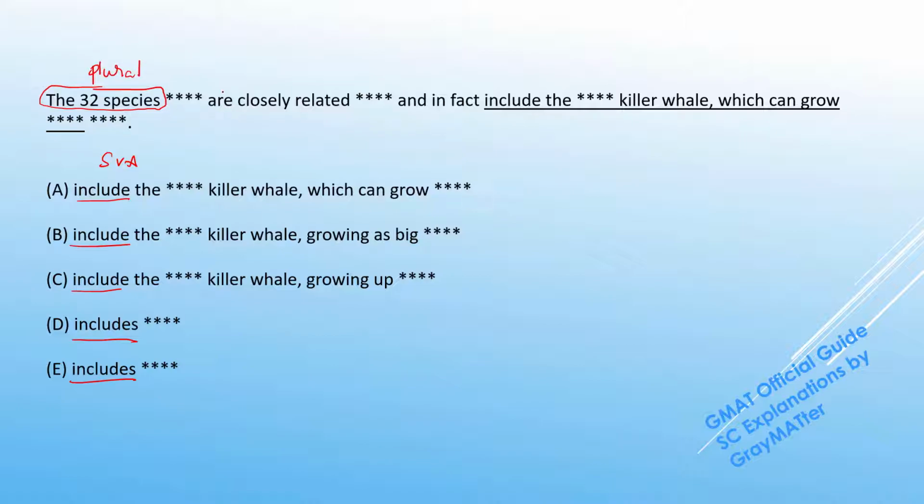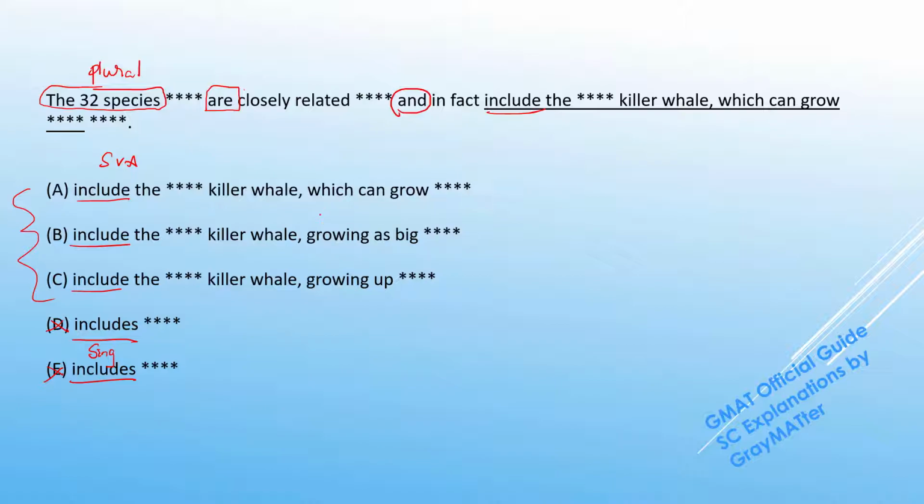plural, the 32 species. And we can see that there is a very obvious clue in the non-underlined portion itself, the first verb, are. You see, the conjunction and is connecting two verbs to the main subject itself. So the first verb is are and the second verb is include. The 32 species are closely related and in fact include. So any answer choice that says includes is out because these are singular verbs. So we're down to A, B, and C.